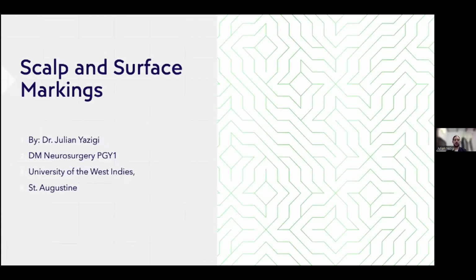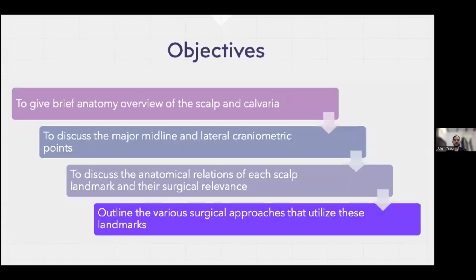To kick off, we're going to discuss today's objectives. In first place is to give a brief anatomy overview of the scalp and the calvaria, as well as to discuss the major midline and lateral craniometric points, to discuss the anatomical relations of each scalp landmark and their surgical relevance, and to outline the various surgical approaches that utilize these landmarks and their principles.